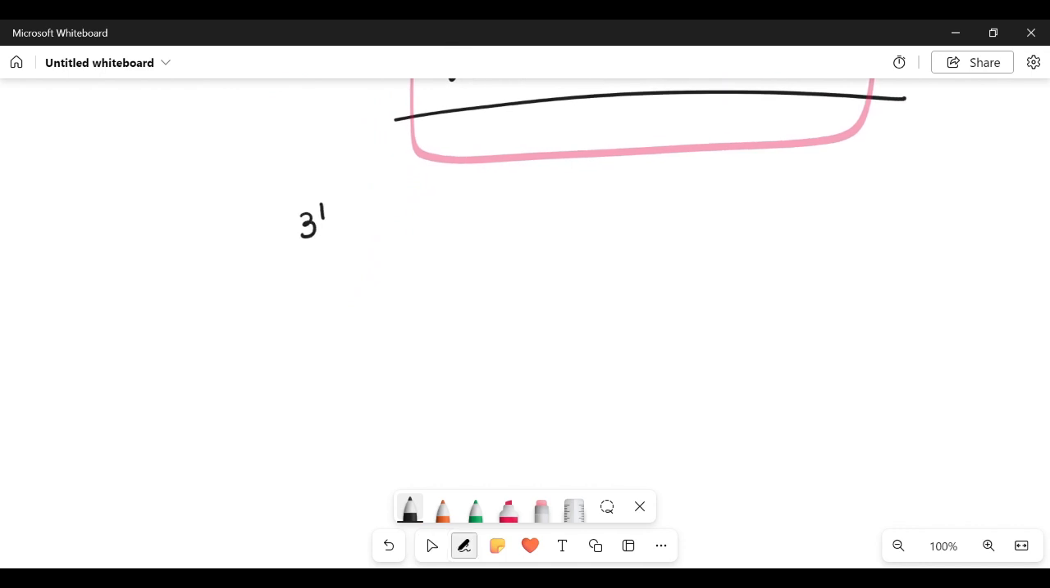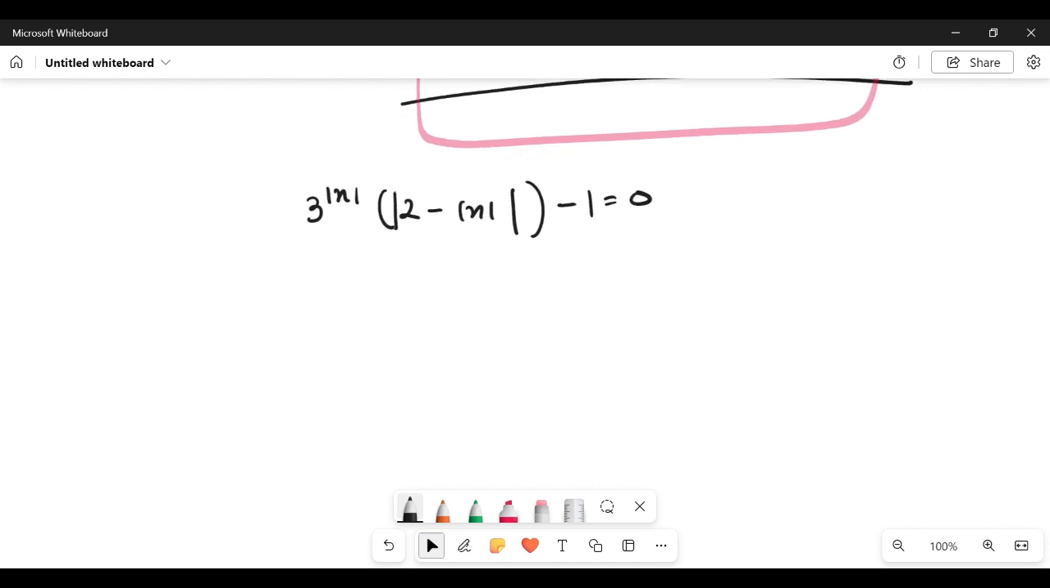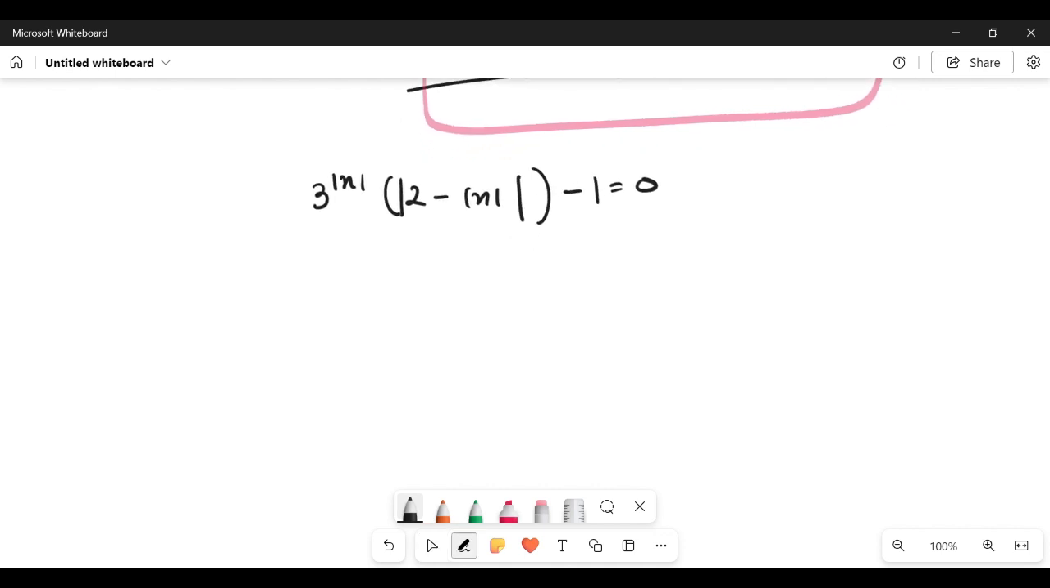Let me rewrite the problem for you: 3 to the power mod x equals 2 minus mod x, and this is inside a mod. This approach involves seeing the number of roots by making the graphs. So which graphs are we able to make? In these kinds of problems, I would like to give you a PST, problem solving technique: you have to figure out what graphs you know and what graphs you could make easily.